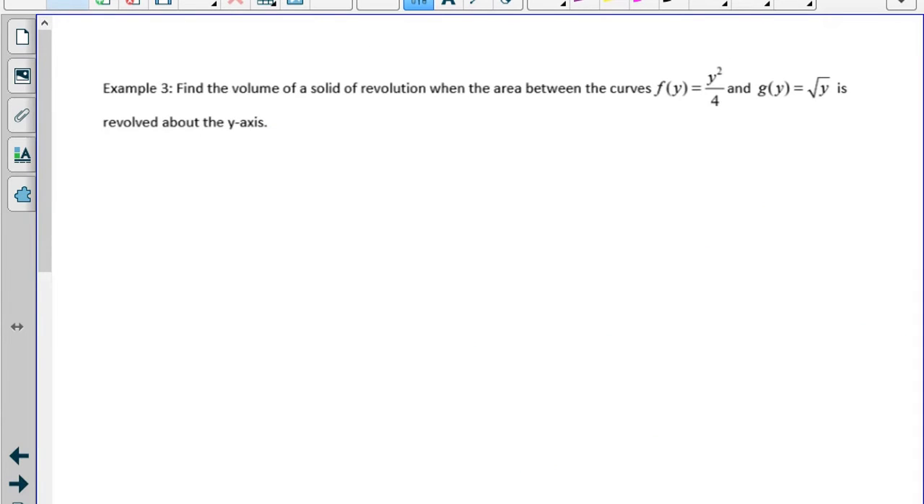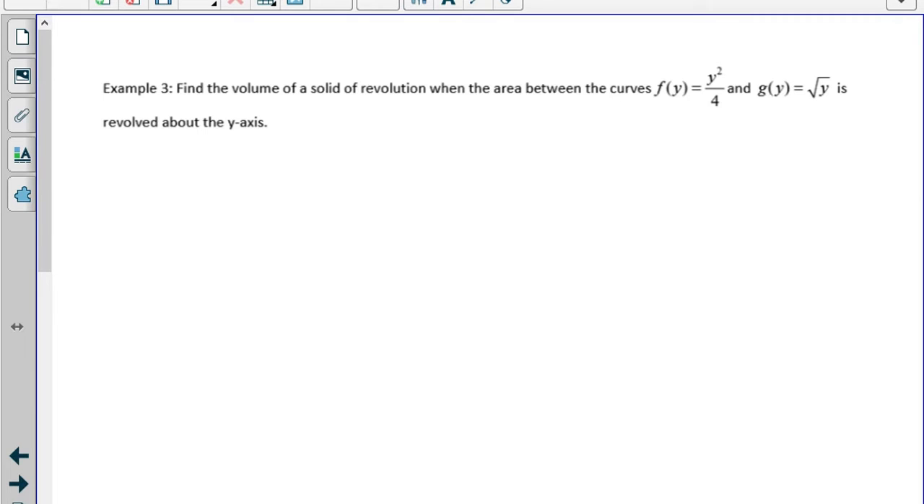Okay, example 3. Find the volume of a solid of revolution when the area between the curves f of y equals y squared over 4 and g of y equals root y is revolved around the y-axis. So you might want to make some kind of drawing on your paper as you do this, but I'm going to spend most of the time on Desmos because it's hard to draw on the smartboard anyway.